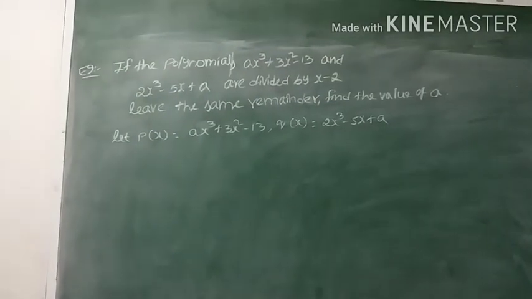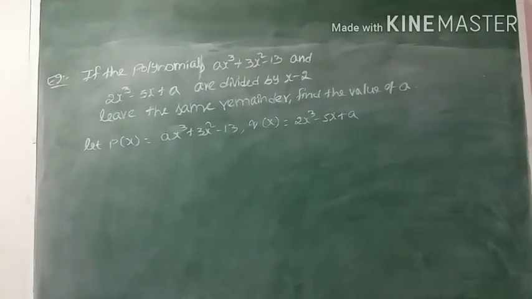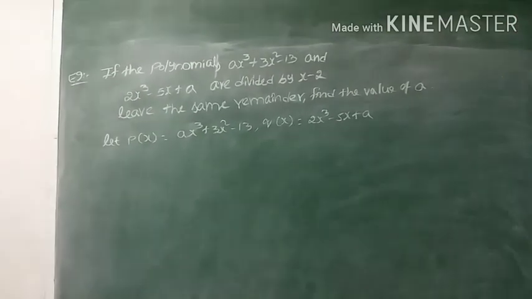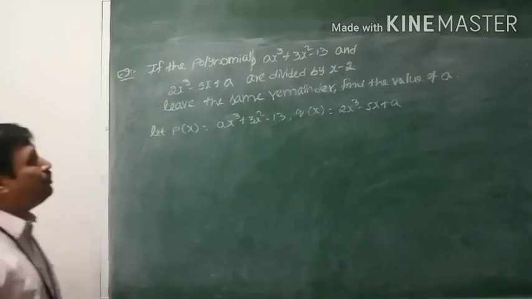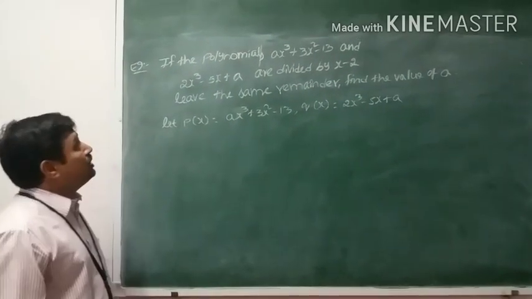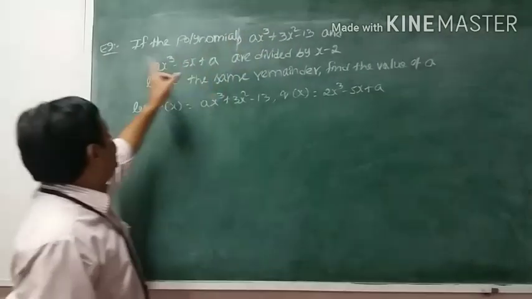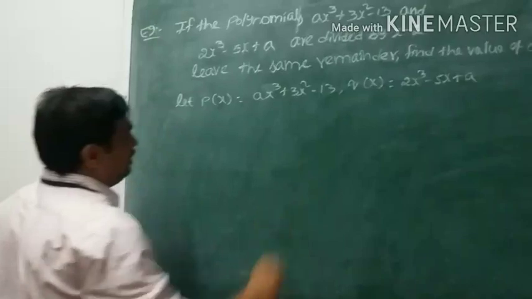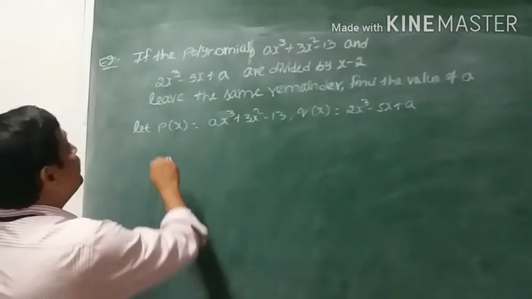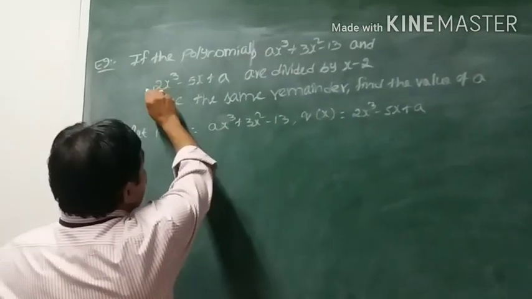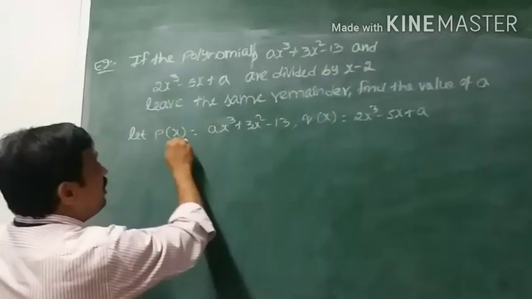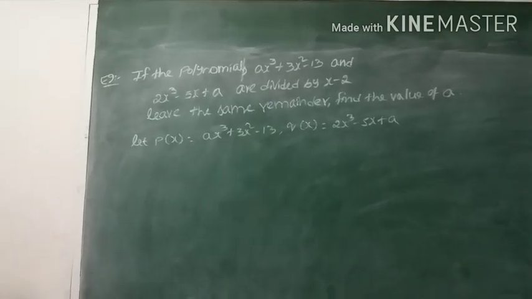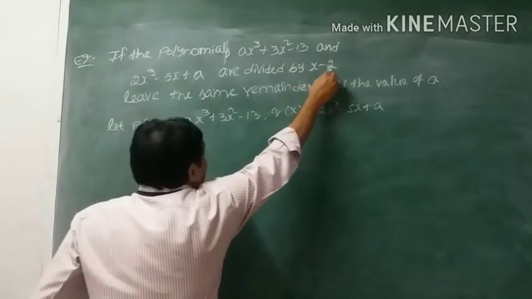Given that if the polynomials ax cube plus 3x square minus 13 and 2x cube minus 5x plus a are divided by x minus 2, they leave the same remainder, find the value of a. So here they have given two polynomials. The first one is p of x equal to ax cube plus 3x square minus 13, and the other we can assume is q of x equal to 2x cube minus 5x plus a. They didn't name p of x and q of x, so we can assume that p of x and q of x are divided by x minus 2.